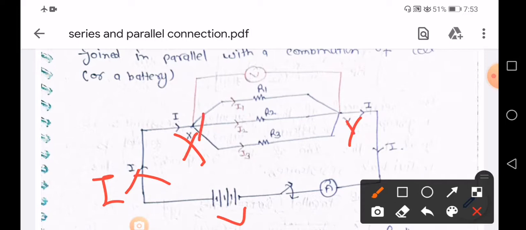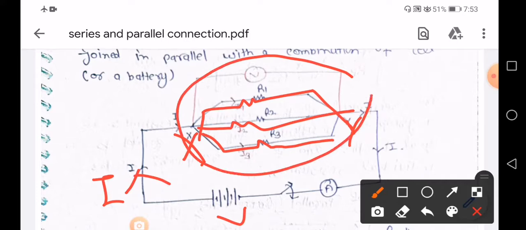If resistances R1, R2 and R3 are connected like this, then this connection is known as a parallel connection. Each resistance has a different value. R1, R2 and R3 have different values, so each has a different current, and the sum of the currents is equal to the total current.